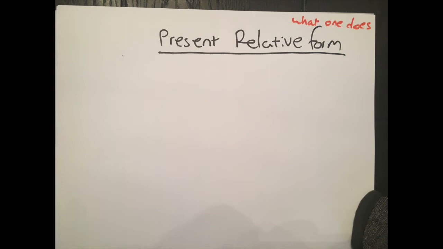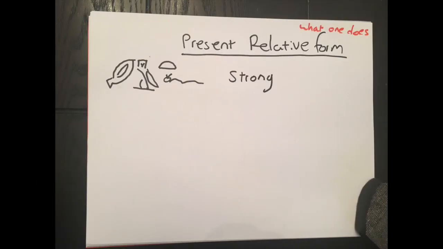So, relative form, let's do it. Present relative form. So, what one does, what one is currently doing. So, like all verb forms, we have our 4 types of verbs. First off, we have our strong verb. And in this case, I'm using the F, the he, as the pronoun, just to make it easy to read.